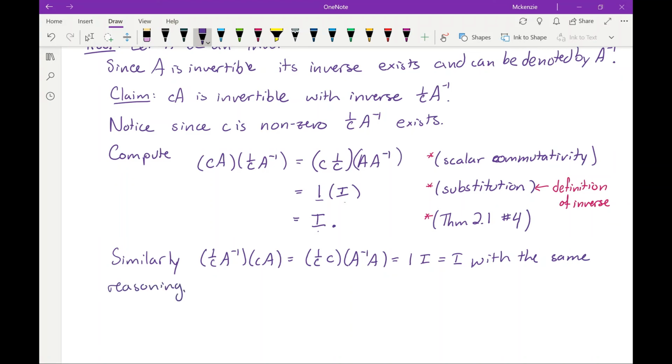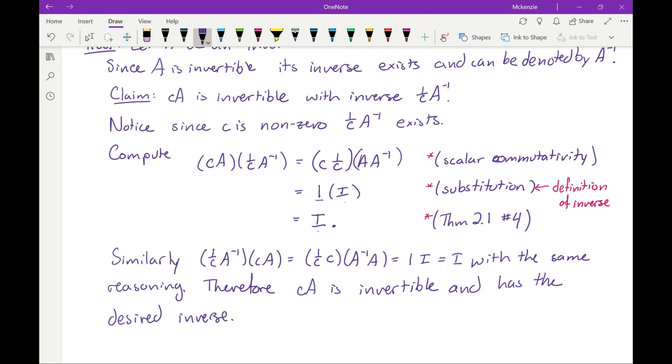All right. Excellent. So at this point, we've gotten to A times B equals B times A equals I. So therefore, CA is invertible and has the desired inverse. And we're done.